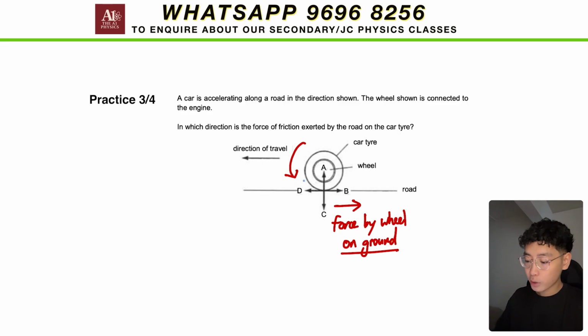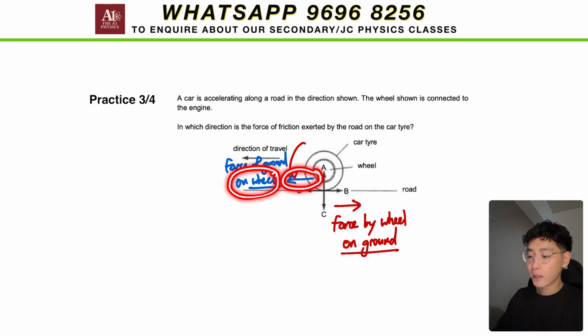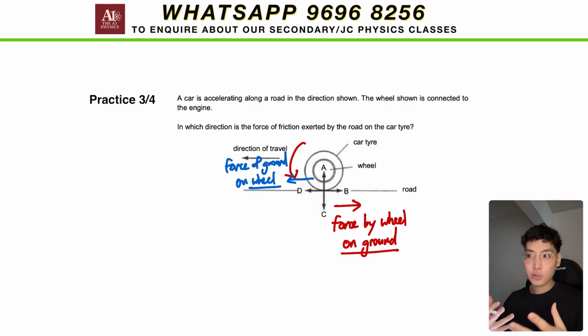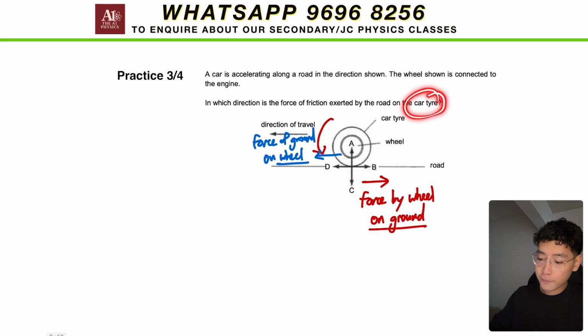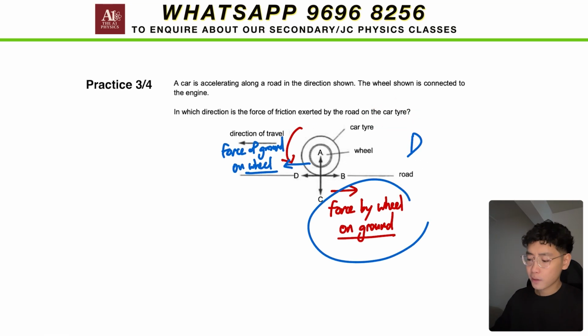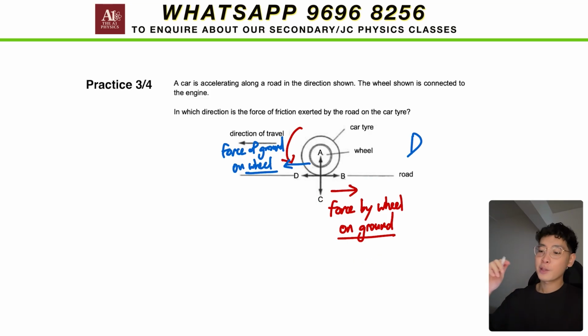So by Newton's third law, we know that the ground is going to push back on the wheel. So over here, the force of the ground acting on the wheel must be to the left. And out of these two forces, which force do we care about? We only care about the forces acting on the wheel, right? So the answer for this question is D. We don't care about the force that's acting on the ground. Now, that's the first way to solve this question.